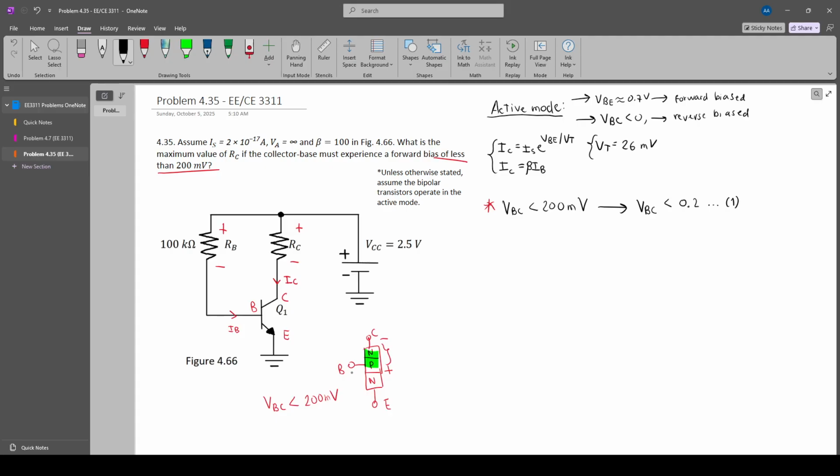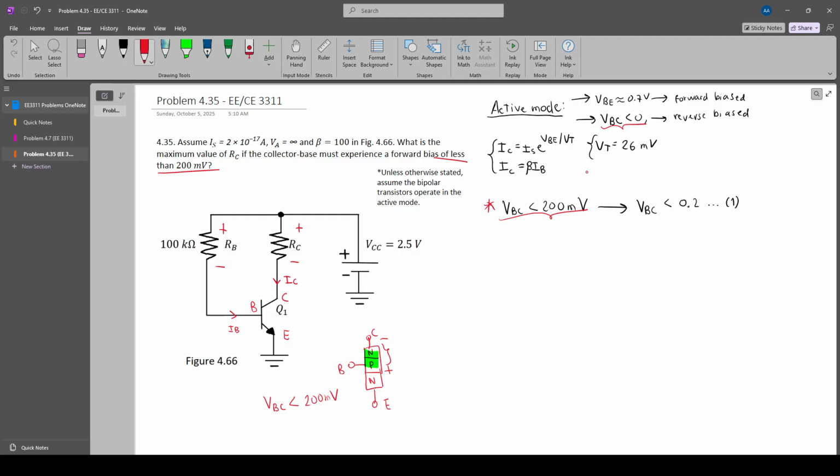We can also identify that in order for a transistor to be in active mode, these two conditions have to be true, right? This can be easily identified by solving the circuit, but it seems that this condition is not the same as this condition, right? If the problem is telling us that the BC voltage should be less than 200 millivolts, and this condition is telling us that the BC voltage has to be negative, it's contradictory, right?